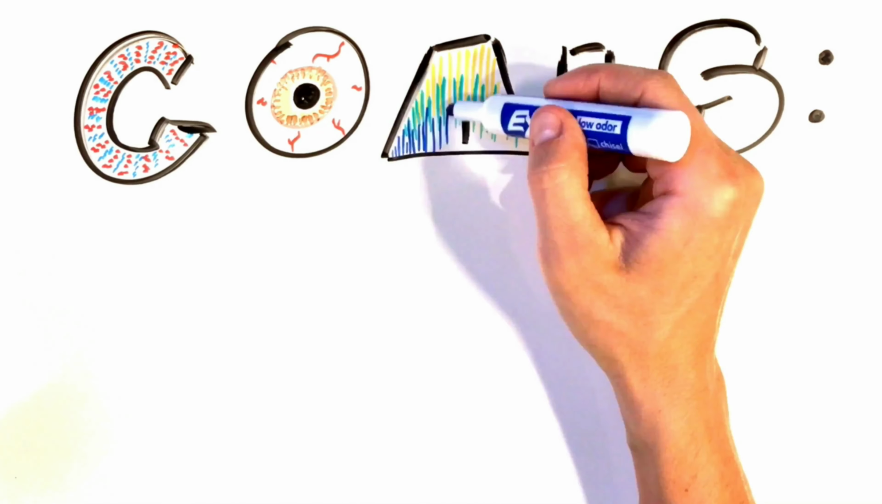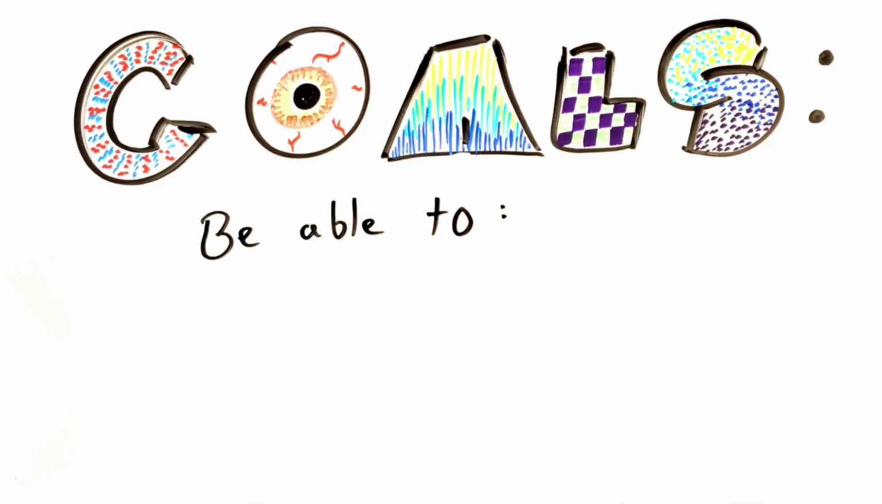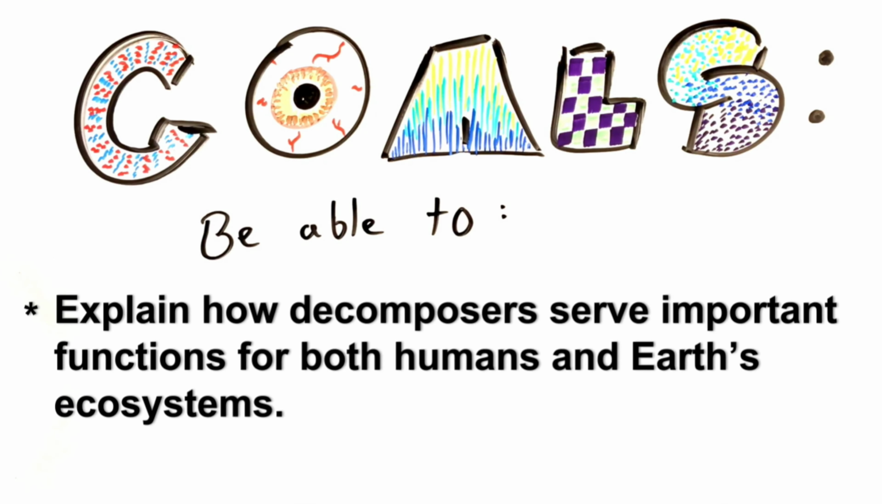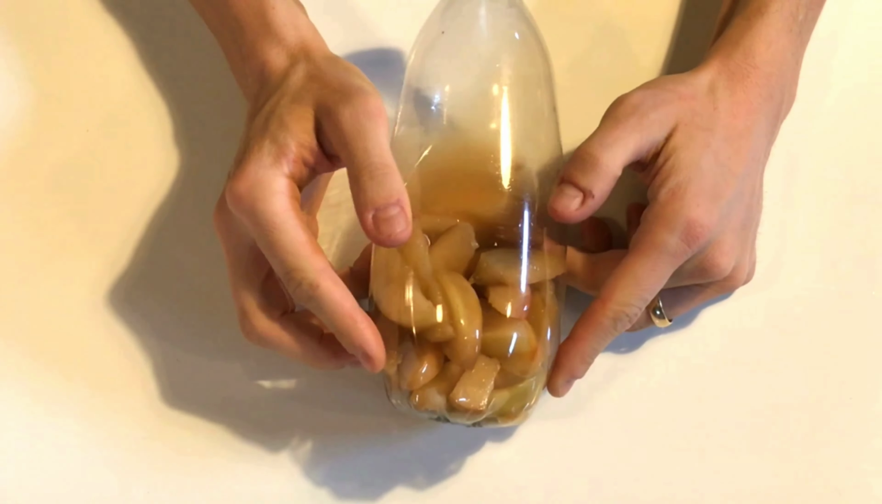Before we go any further, let's identify our goal. After watching this video, you should be able to explain how decomposers serve important functions for both humans and Earth's ecosystems. To start with, let's look at something one of my students did.